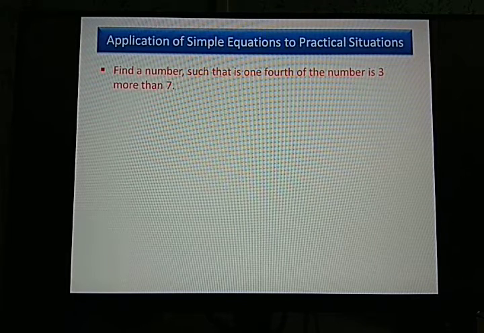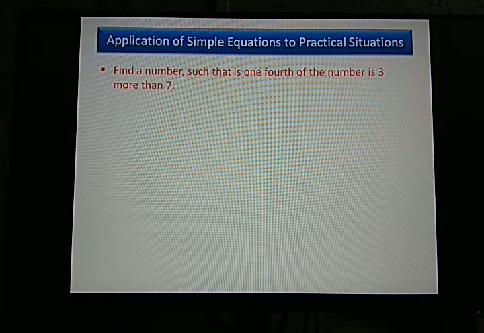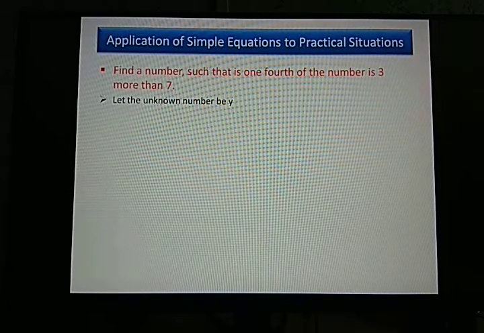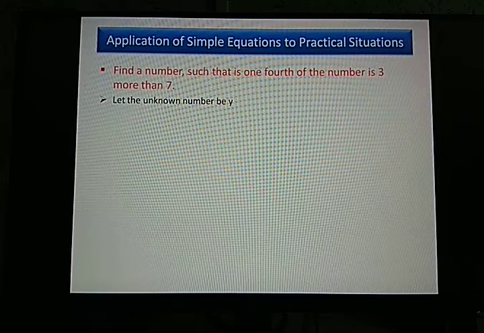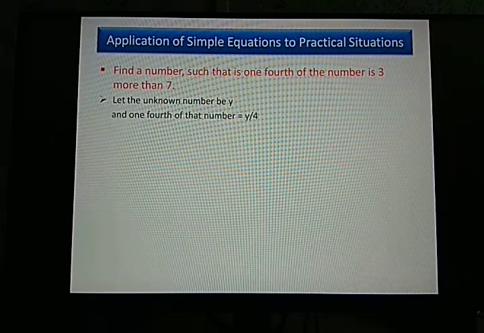Okay, now listen carefully. We will go step by step. First of all, the number is unknown to us. So we'll denote it with the help of a variable. Let us denote it with a variable y. Now 1/4 of that number. So 1/4 of y will be what? 1/4 of y will be y by 4.